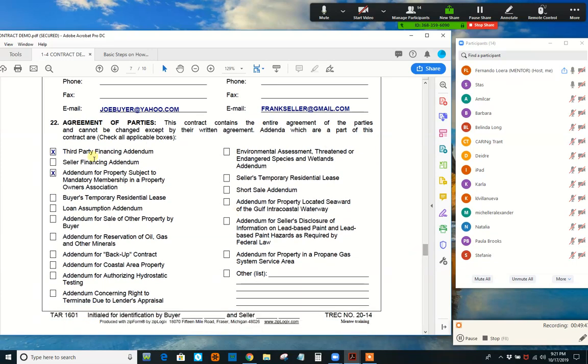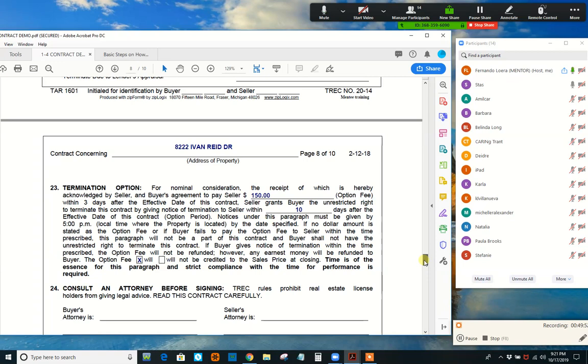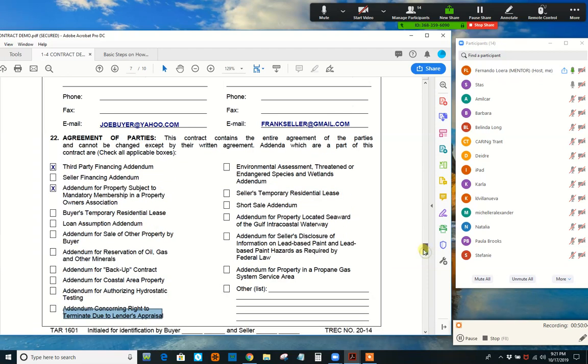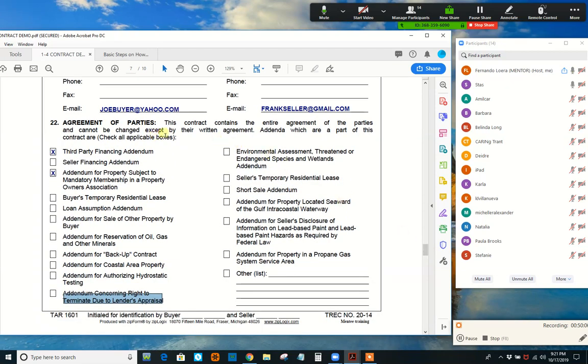Okay. Paragraph 22, here's all the forms that go with it. Oh, one thing is if you're ever dealing with a conventional loan, you need to select this addendum. Okay? Whenever it's a conventional. Keep in mind that these are only addendums. This is only for addendums.